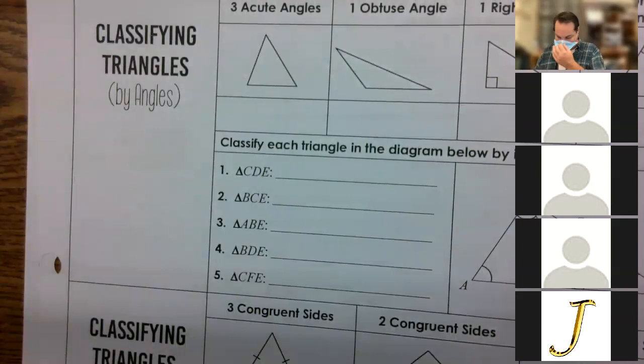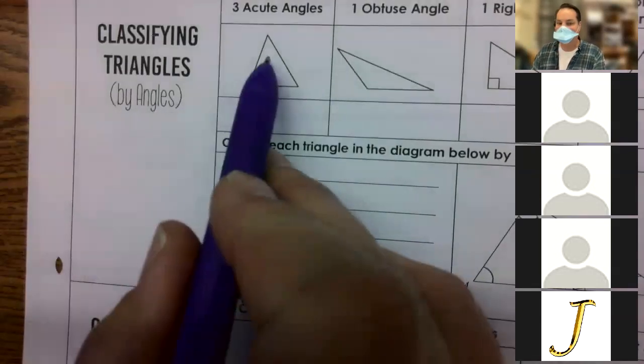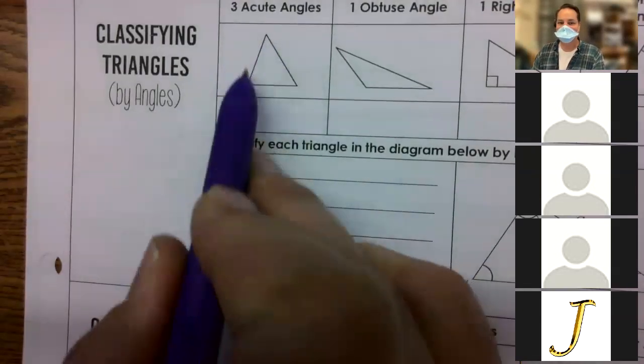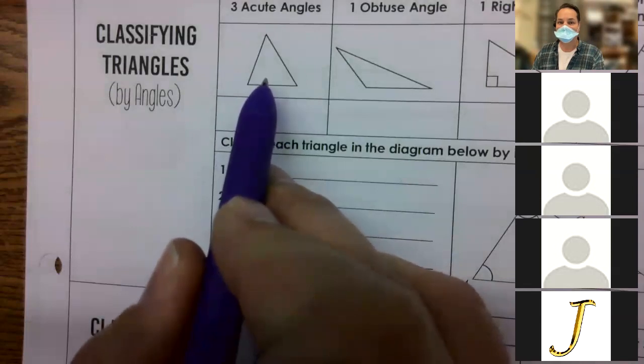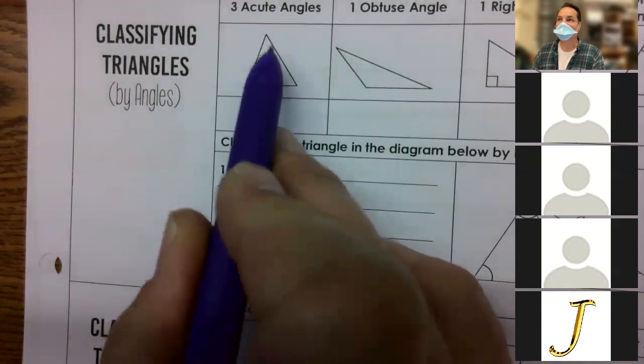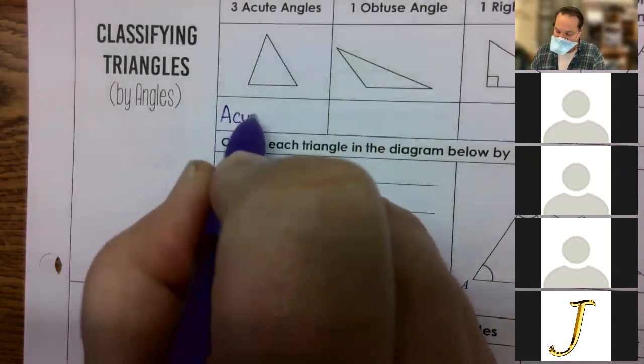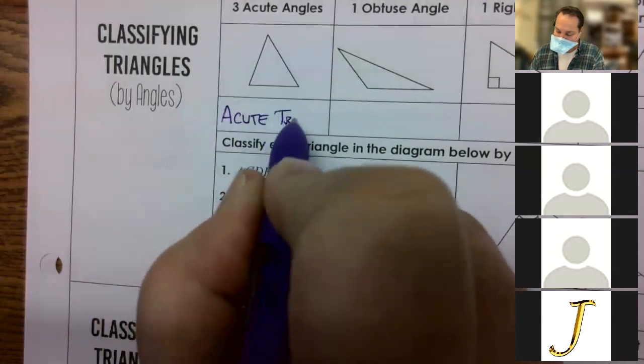Okay, so we're going to start by classifying triangles. And you may remember from before, we've talked about classifying triangles by the biggest angle. So here I'm telling you that there's 3 acute angles. That means even the biggest angle would also be acute. So this would be called an acute triangle.